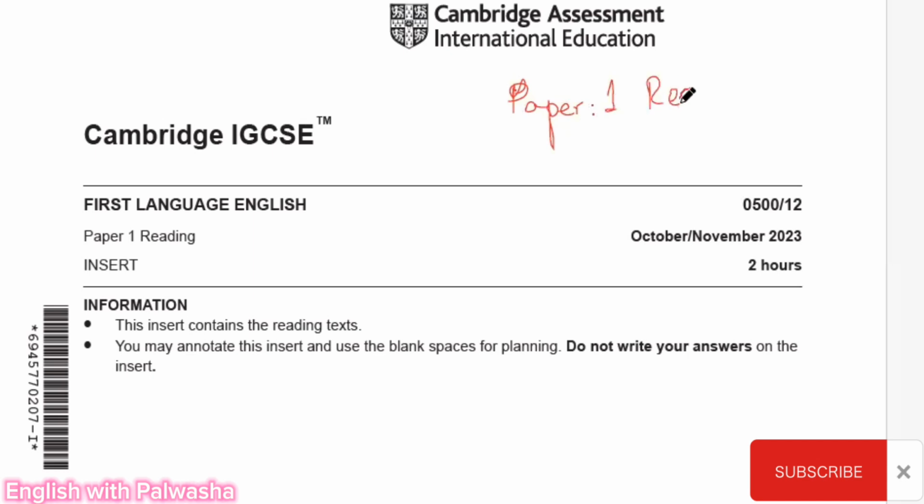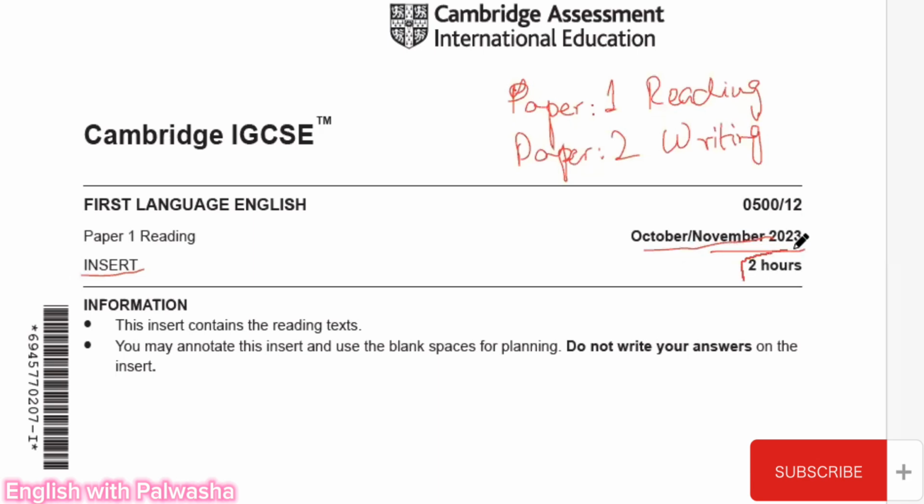Paper one is going to be the reading paper, and then we have paper two, which is known as the writing paper. Before the reading paper, we always get an insert like this. The insert requires you to give a proper reading from it, right? So this is last year's question paper.